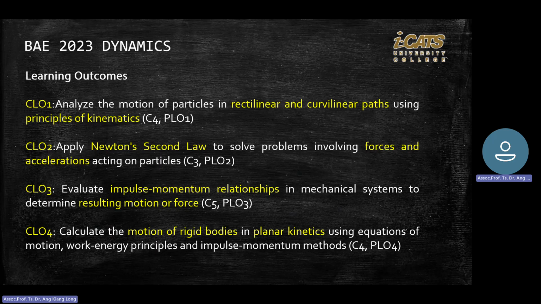Planar kinetics means it can be 2D or 3D. When it is 2D, it just moves along the paper. This is planar 2D. You assume the object is moving in a plane, or 3D. 3D means you have X, Y, Z.